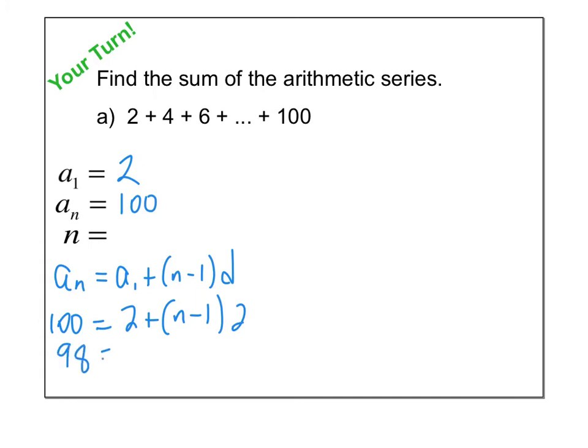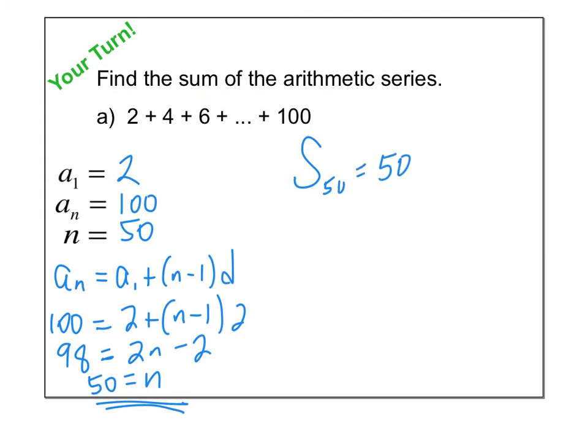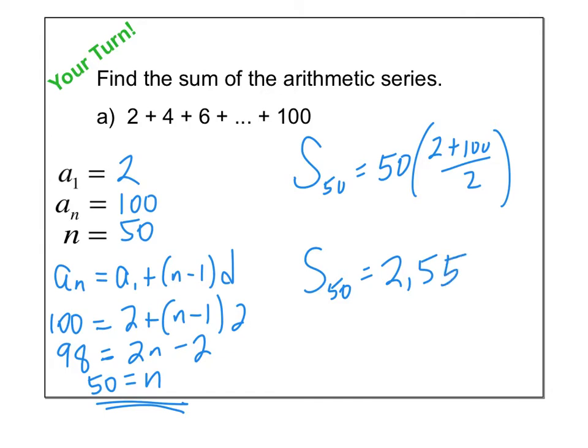98 equals 2n minus 2. And we'll see that we're dealing with 50 terms. 50 terms in this arithmetic series. So the sum of 50 terms, beginning with 2, ending with 100, is going to be, calculator time, 2,550.